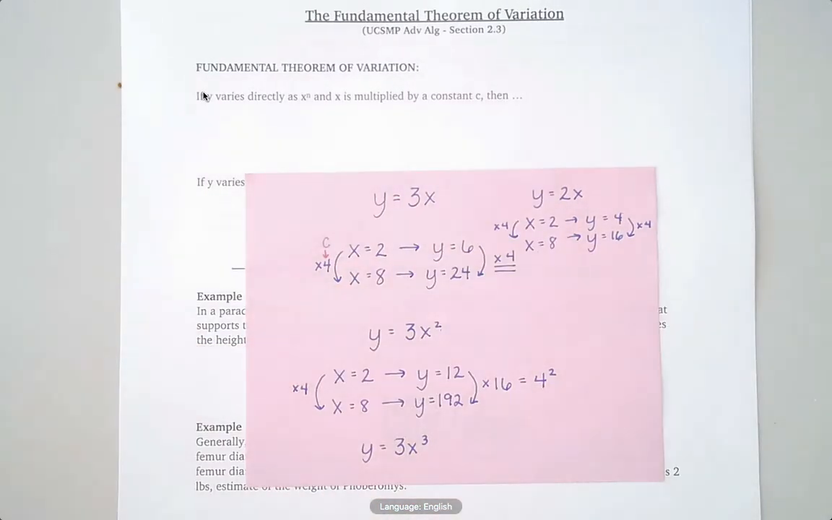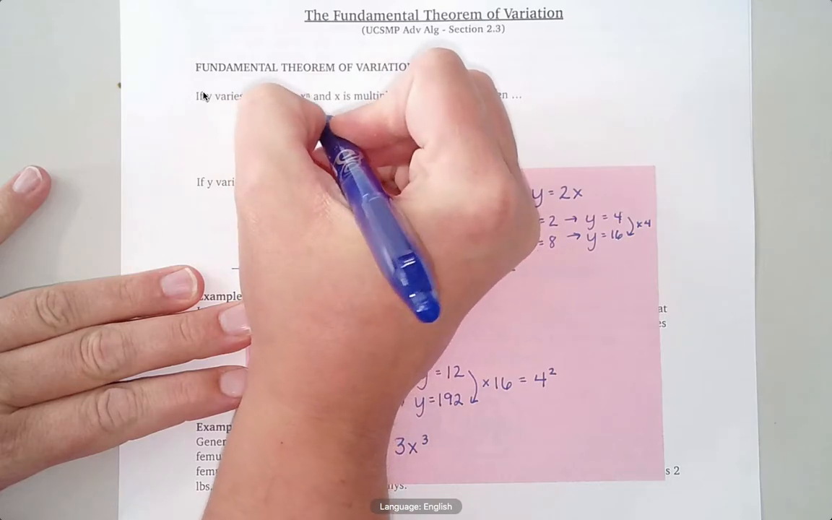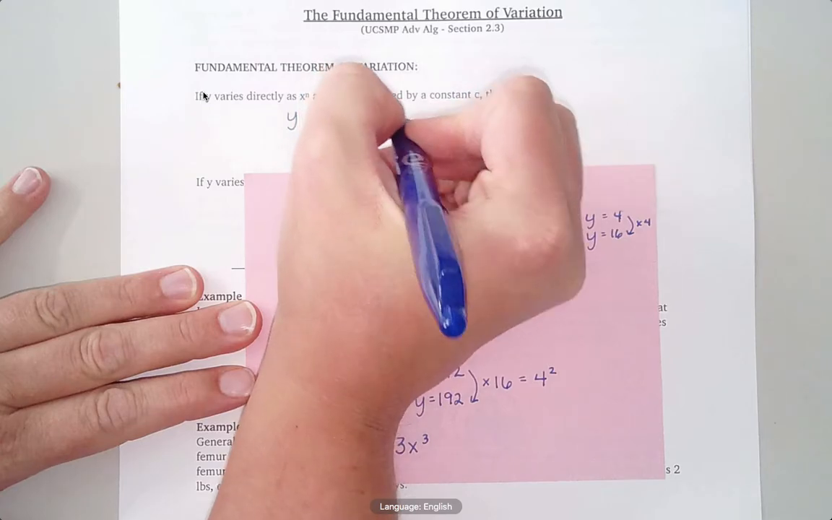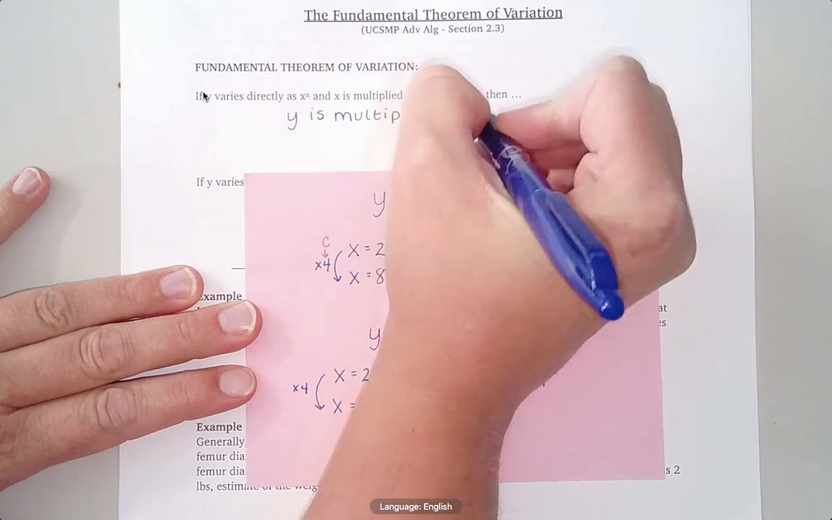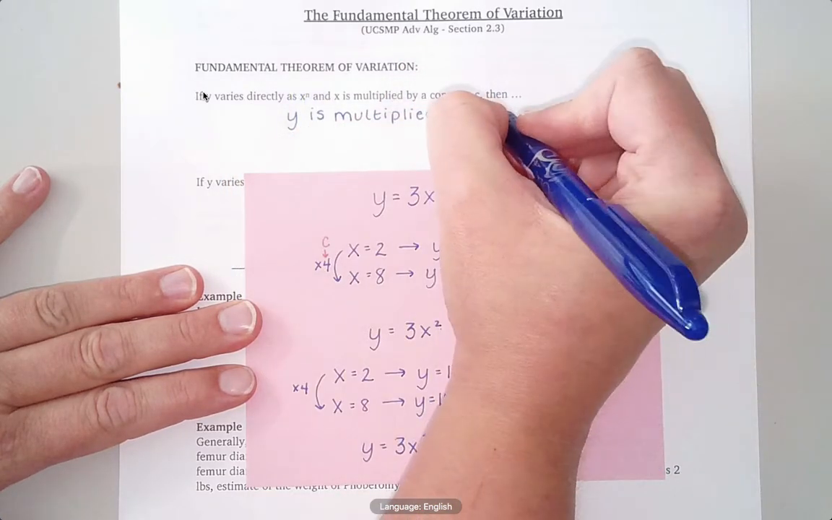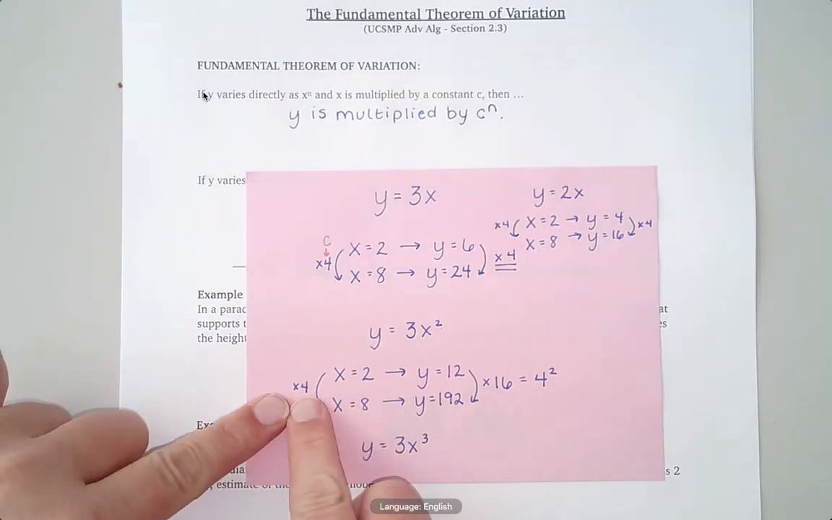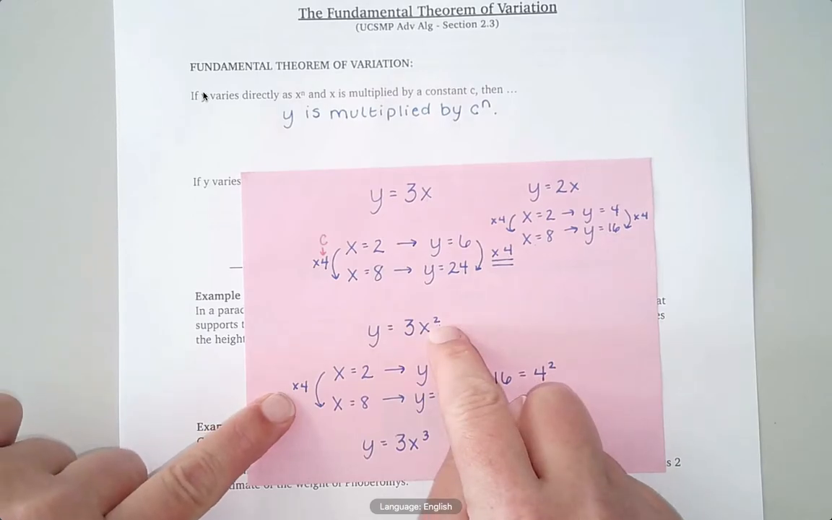Okay. Then what we're expecting to happen is y will be multiplied by that same c value, so by c, but the c will also be raised to whatever power was on the x. So y will be multiplied by c to the power of n. Okay, that's what we were seeing here. So we multiplied by 4. Our y values got multiplied by 4 squared because our equation had a square in it.